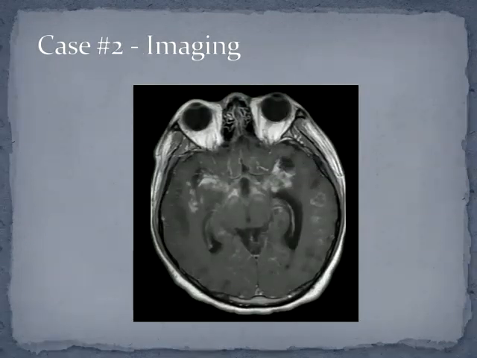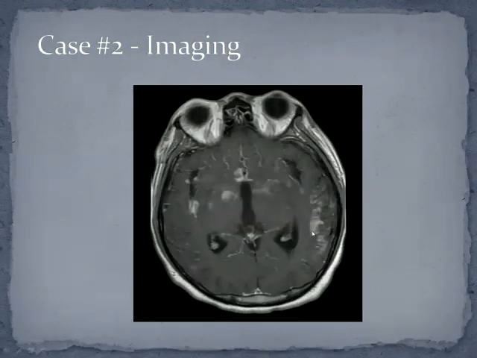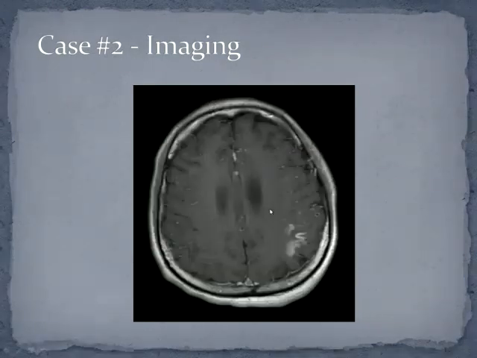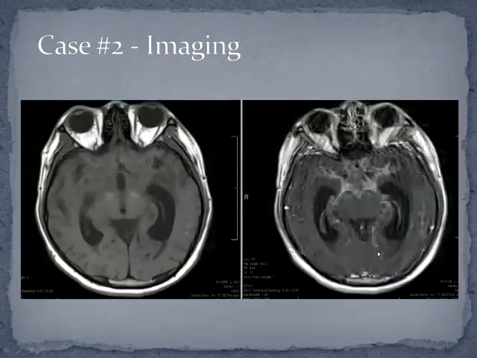And this is his imaging. So hopefully everyone can see the abnormality on that scan. So this is a contrast MRI scan. And what you can see here is enhancement through the basal meninges around the brainstem and into the temporal lobes. And you can see it extends up higher. So this is a diffuse kind of leptomeningeal process and extending all the way up to the parietal lobes.